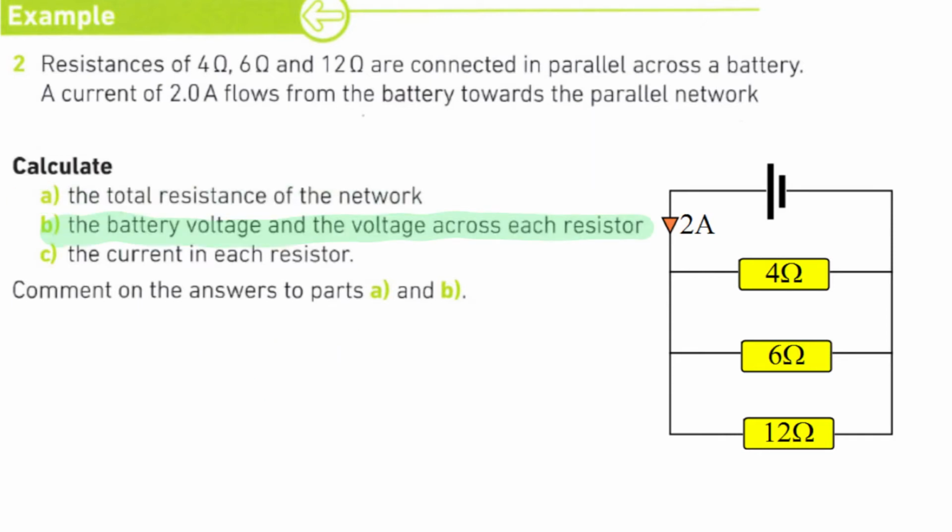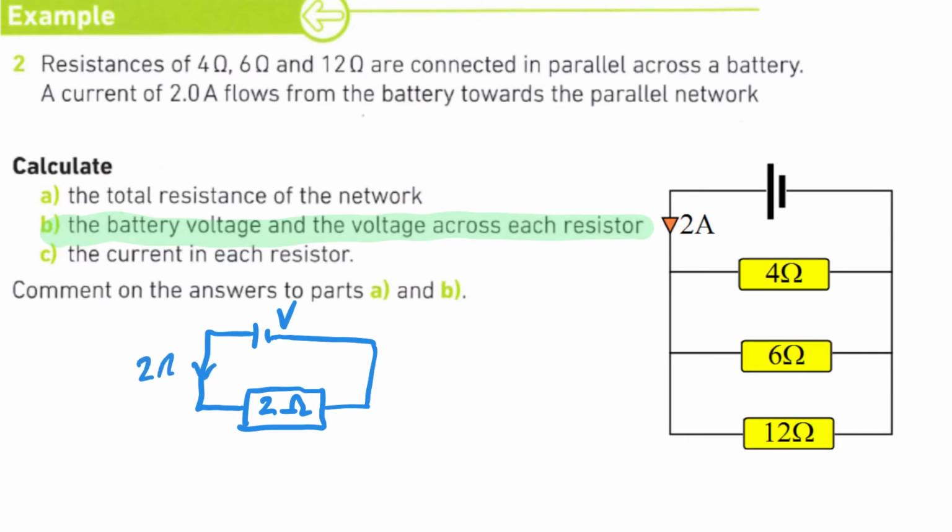Now they want you to work out the battery voltage and the voltage across each resistor. Well, we know that this combination is 2 ohms, so we can redraw the circuit. So we have a voltage V that we don't know. We have a resistance of 2 ohms, and we have a current of 2 amps. And so V equals IR is our Ohm's law equation.